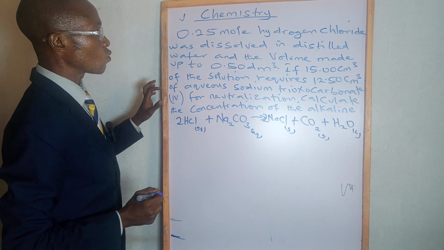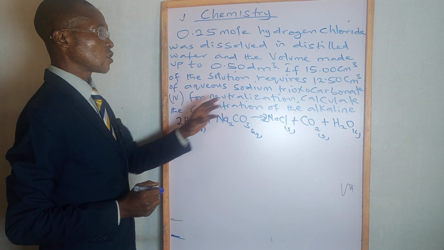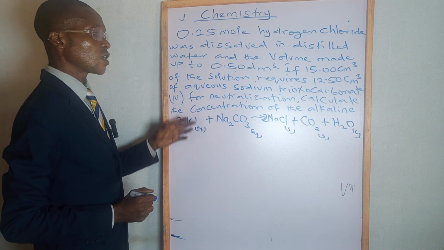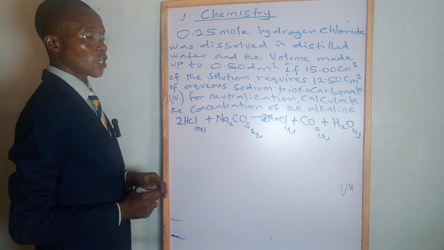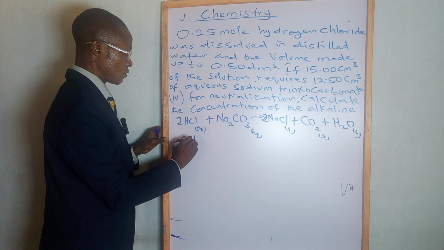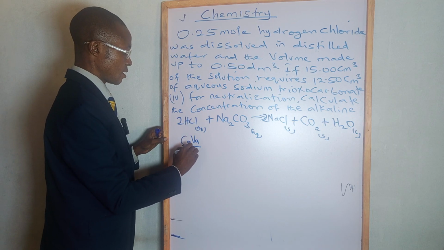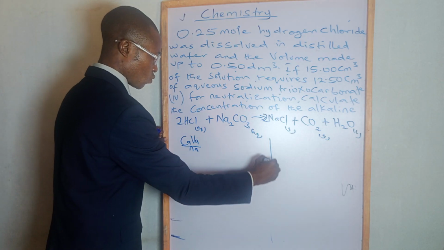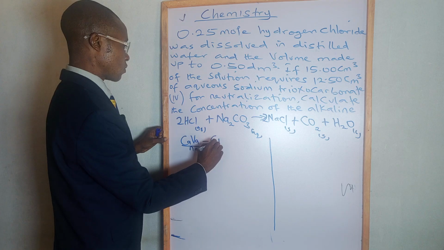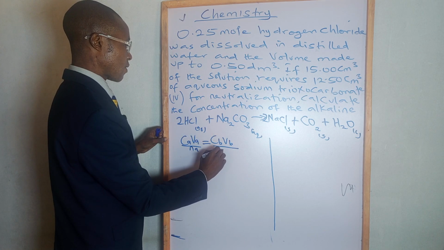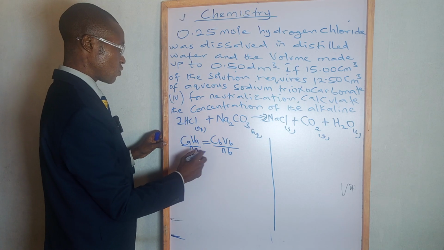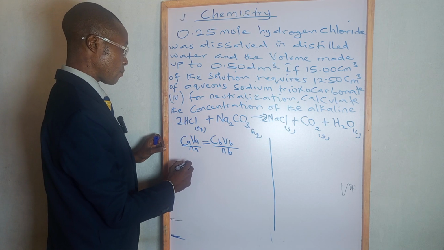The next thing to do is to ask yourself, what am I told to find? Calculate the concentration of the alkaline. Remember, it is a neutralization reaction, and the formula that we normally use is CA VA over NA, equal to CB VB over NB. Permit me to partition the board like this. What are you told to find? We are looking for CB, and make CB the subject of the formula.